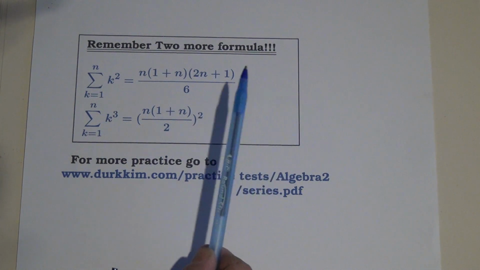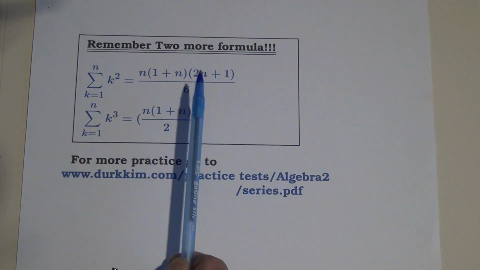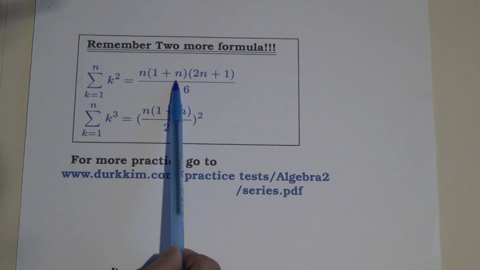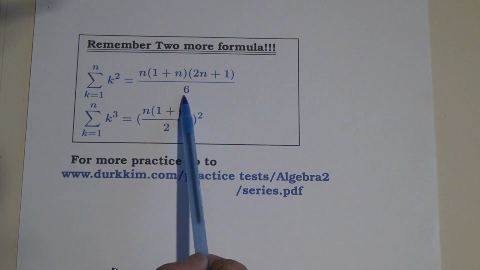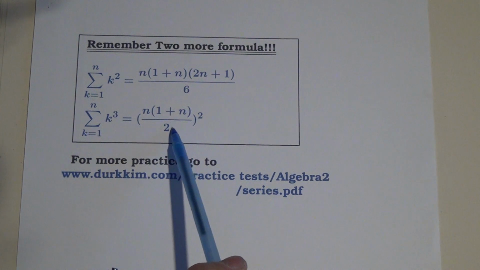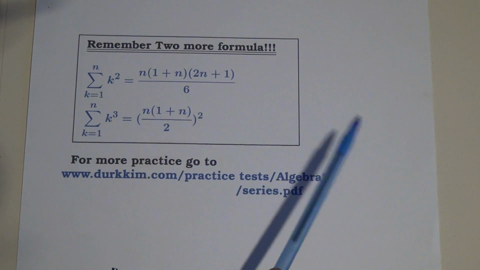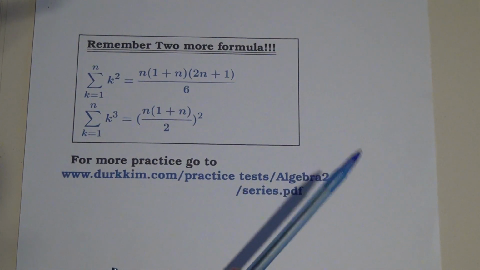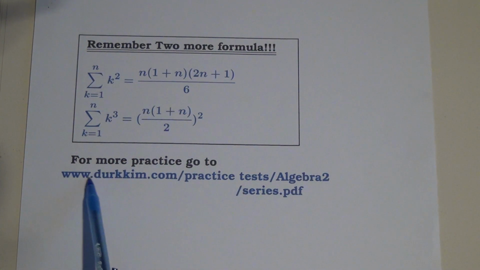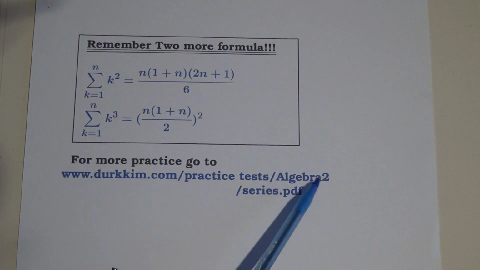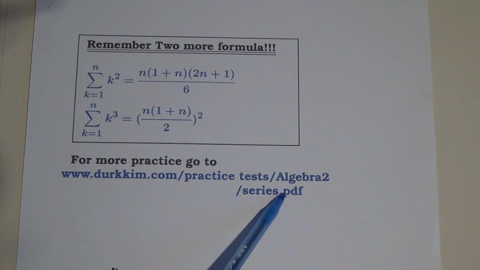One more time, I emphasize, you better memorize sigma k squared: n times n plus 1 times 2n plus 1 divided by 6. And sigma k cubed was n times n plus 1 over 2, whole quantity squared. We examined one example. If you want to practice more, you go to my website, www.durkkim.com, practice test, Algebra 2 series PDF, and you have a bunch more similar problems.